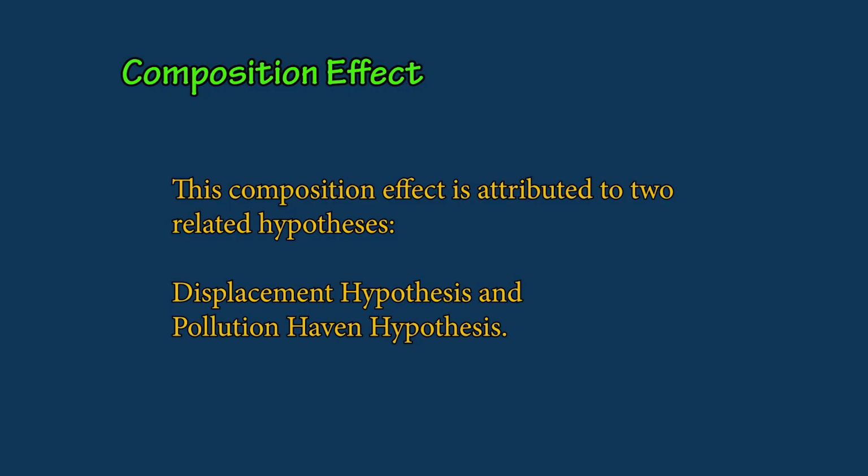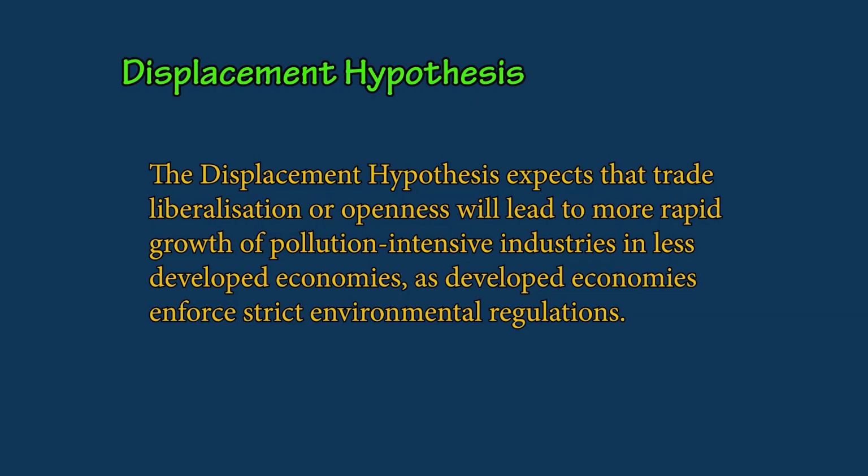The composition effect can be divided into two parts or two hypotheses. Number one is the displacement effect and number two is the pollution haven hypothesis. Let us discuss these terms separately. The displacement hypothesis says that when free trade takes place between developed and developing countries, the pollution-intensive industries tend to actually move or migrate to the developing countries.